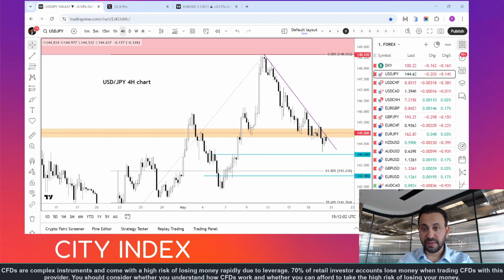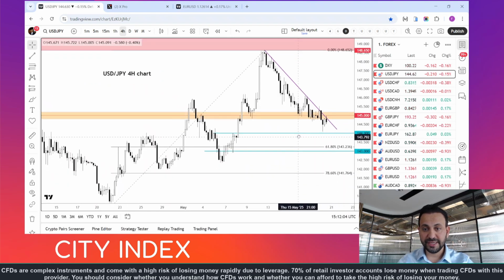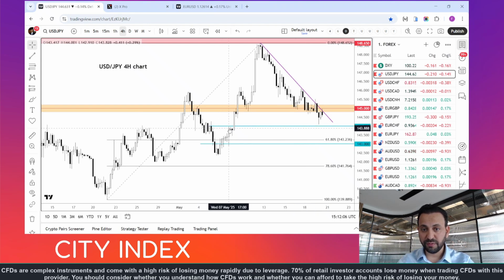And looking at the 4-hour chart here, you can see that I've marked the 144 level here, where the dollar yen had previously rallied from. We could see a potential bounce should we get there. Below that, we have the 61.8% Fibonacci level coming in at 143.24, which is a little bit above the 143 handle. So the area between those two levels could be the next downside target, and so on.